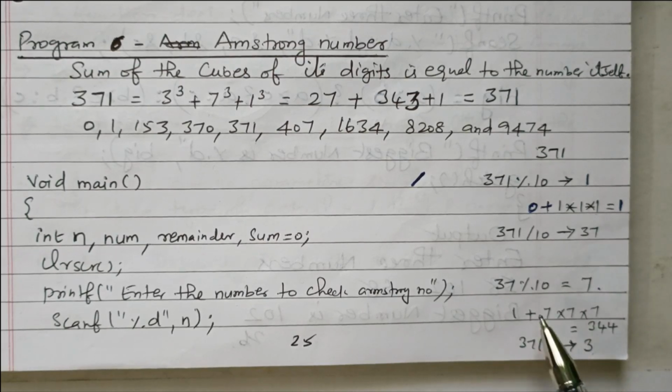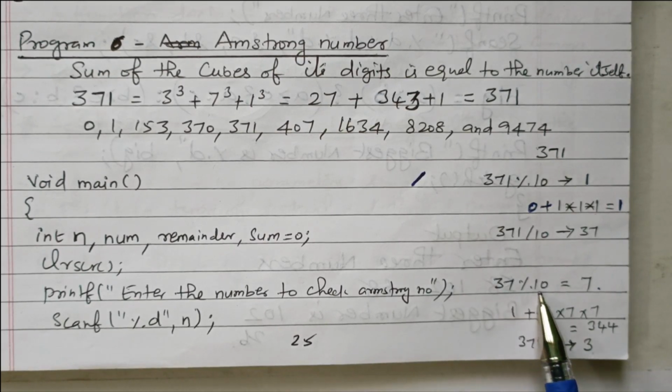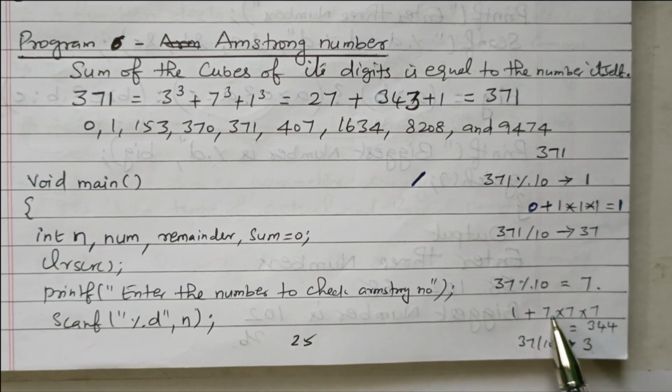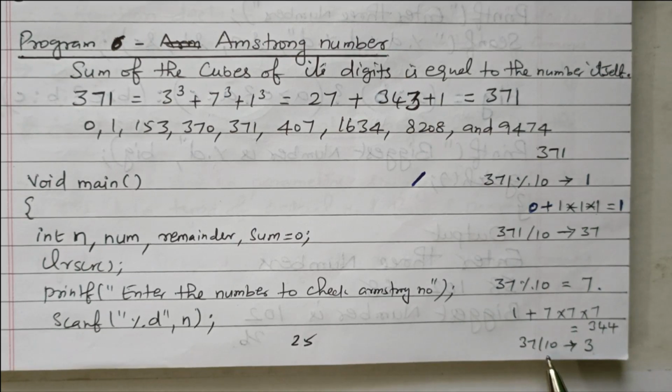So what are we doing? First, by using modulo division, we divide by 10 and find the remainder. Second, the remainder is cubed and then added to the value. The third step is dividing by 10. So this is the process.